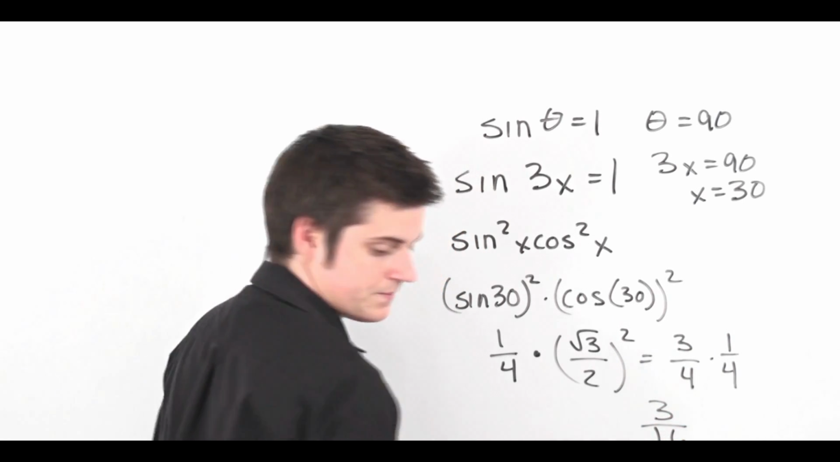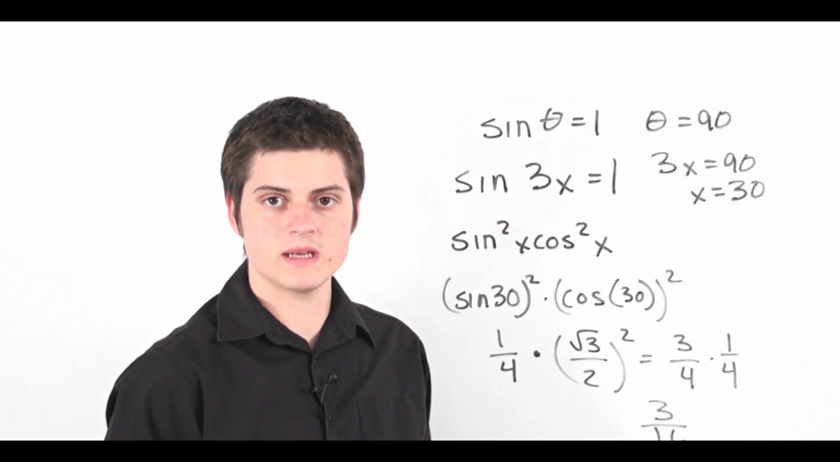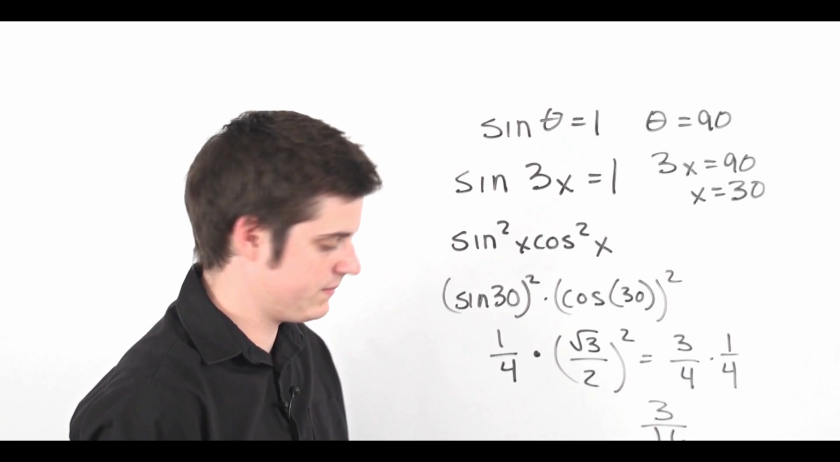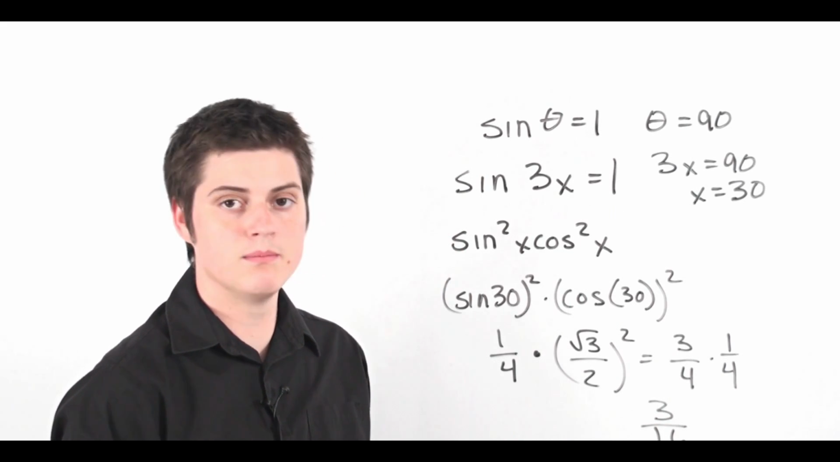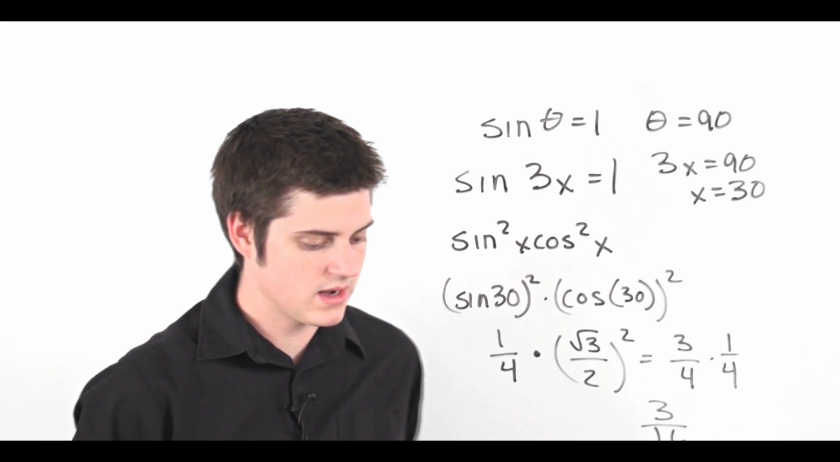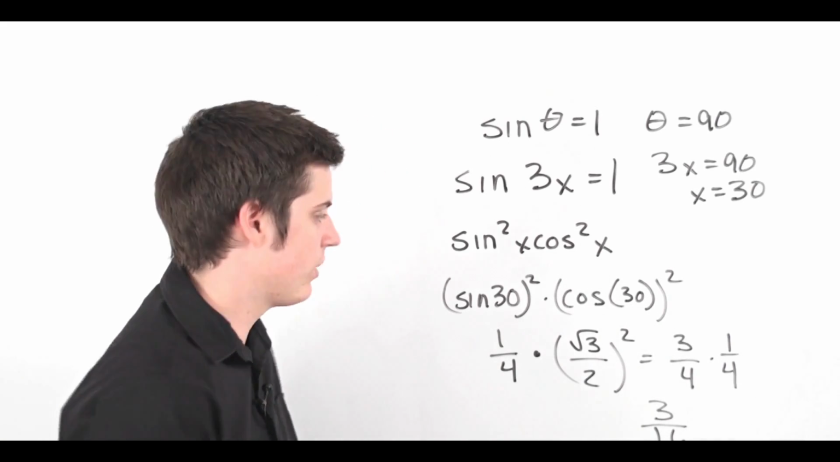over 16. And if we put that in decimal form, that's going to be equal to 0.19, which is going to be answer choice B. So the correct answer to number 9 is going to be B, 0.19.